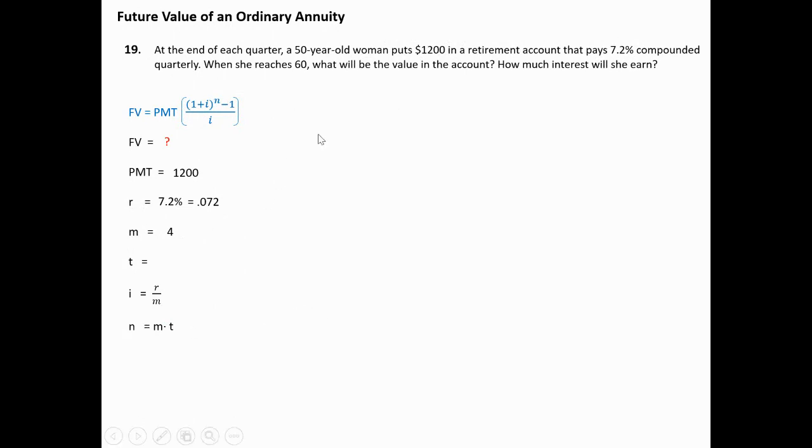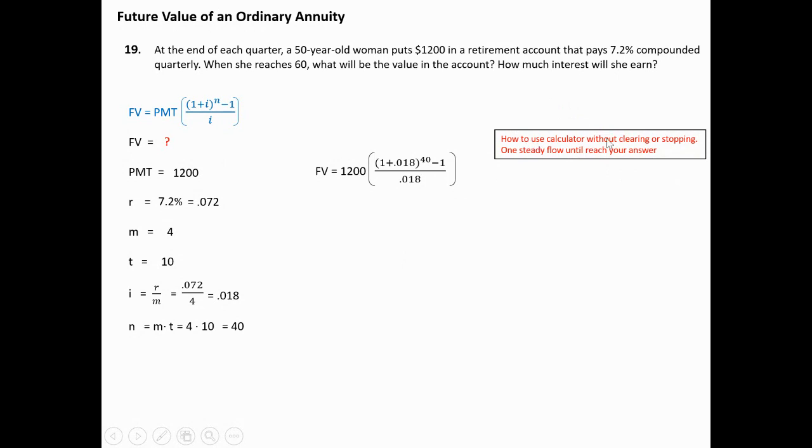So she is 50, and when she reaches 60, how much time is that from 50 to 60? That's why my time is 10 years. She's 50 at the moment, and when she's 60, she wants to see how much money she has in the account. So the I is R, 0.072 divided by 4, which gives me 0.018, and M times T gives me 40. So plug everything into the calculator just the way it is.